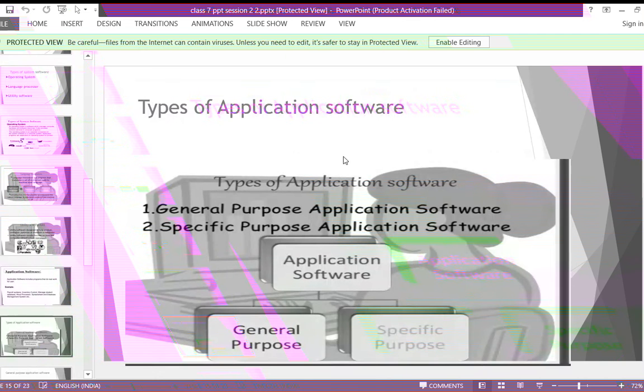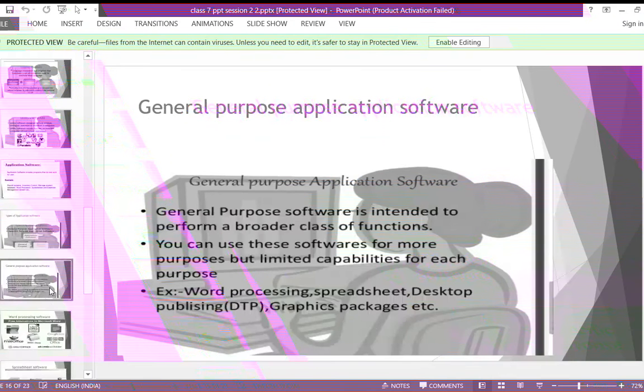Okay, so there are two types of this application software. One is general purpose and one more is specific purpose. For general purpose, there are some types that we will see, and for specific purpose we will see them one by one.